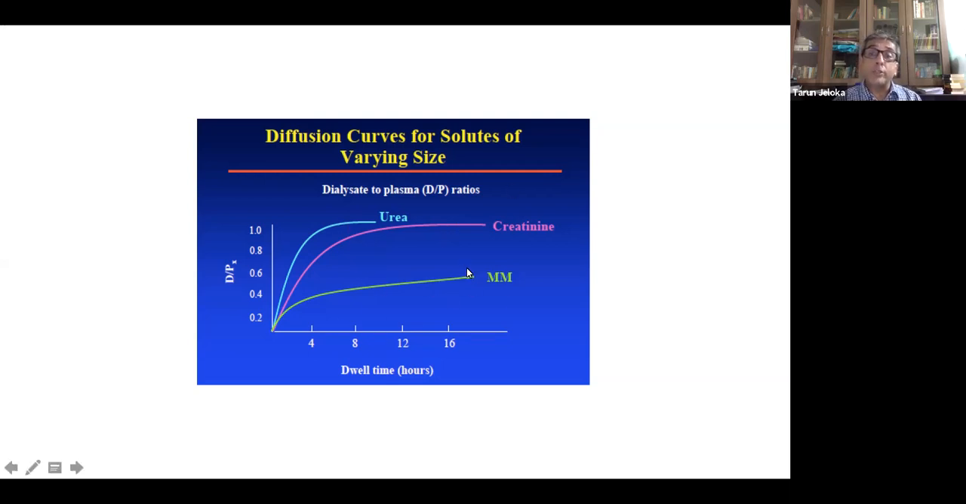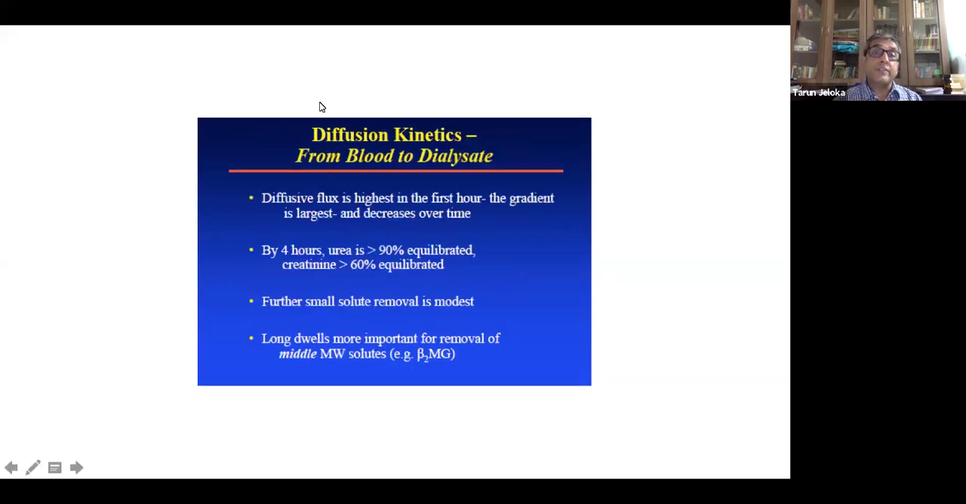What about middle molecules? Middle molecules are larger, with molecular weight from 500 to about 12,000, so it takes a longer dwell time to have effective clearance. Diffusive flux is highest in the first hour. As I said, it gushes out because the gradient is largest and decreases over time. You have to remember this, and this is important.